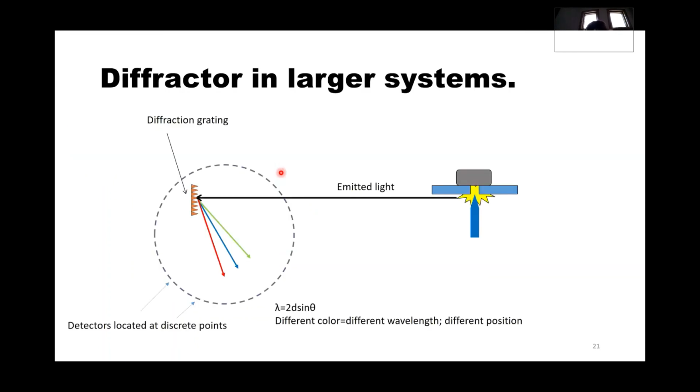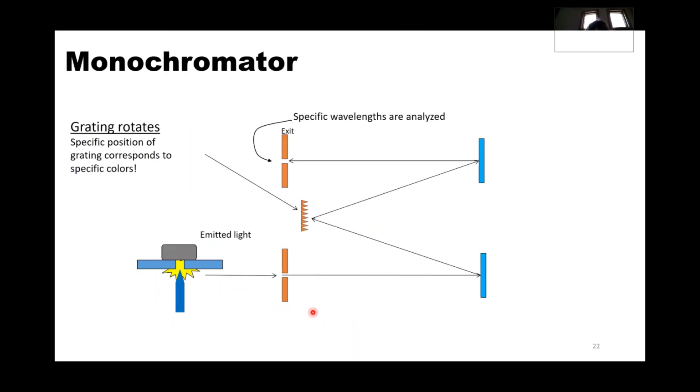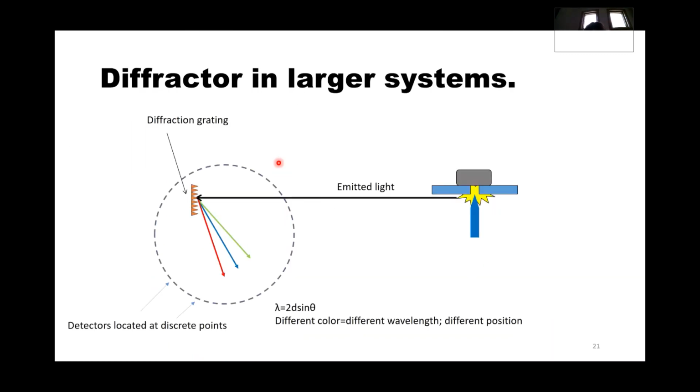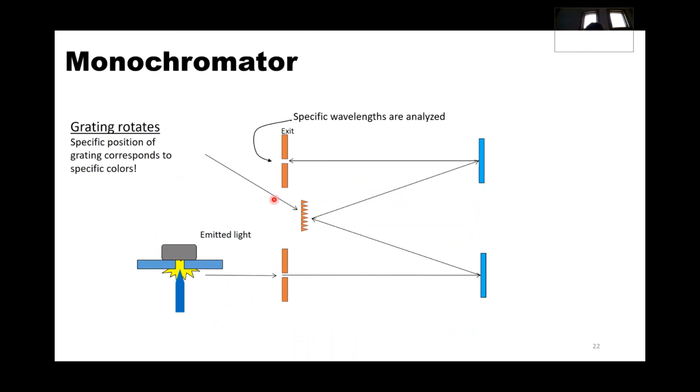The discrete angle that generates a signal here corresponds to a color. So again, we're still using Bragg's law, and we're still using an angle. But now you're not going to get a signal unless you have a characteristic angle from your rotating grating. The angle tells you what color it is, and the intensity of the light tells you how much there is. And so this is a monochromator.